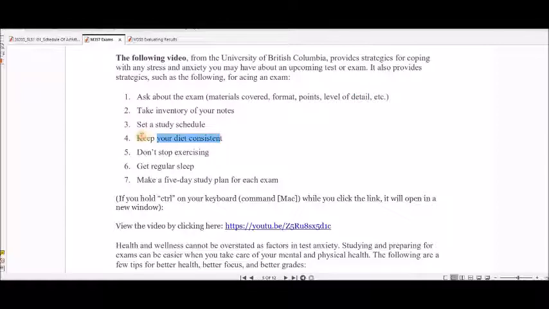Keep your diet consistent. Don't start eating new foods. Don't start trying new things, and certainly don't stop eating. Okay, you have to continue eating. Even if you're having trouble eating because you have test anxiety, find something to nibble on. Not eating reduces, of course, your body's ability to focus. Studying is very much a physical thing as much as it is mental.